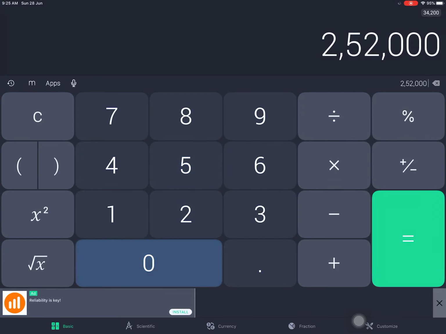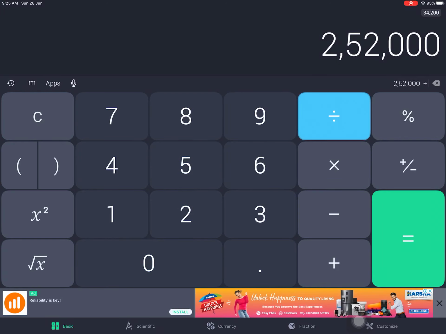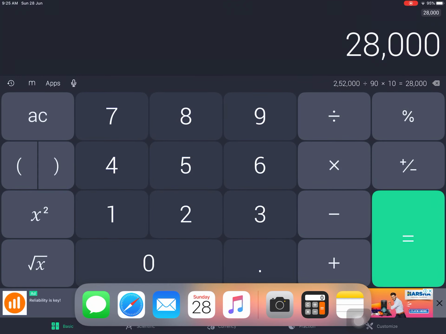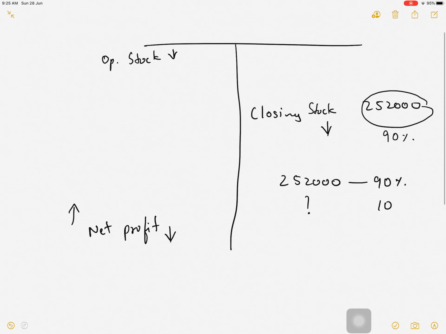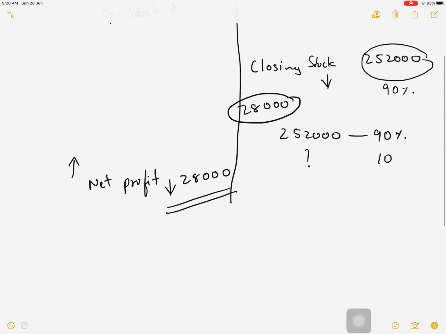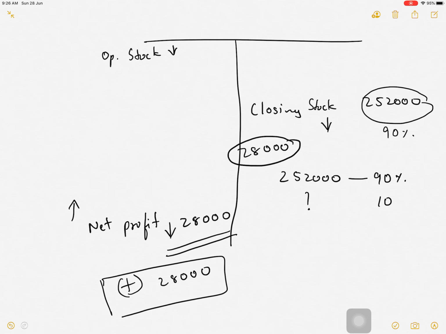2,52,000 into 90. Sorry, 2,52,000 divided by 90 into 10. It comes to 28,000. That means it is understated by 28,000. Your net profit is also understated by 28,000. Because it is understated by 28,000, you have to add 28,000 to your net profit.